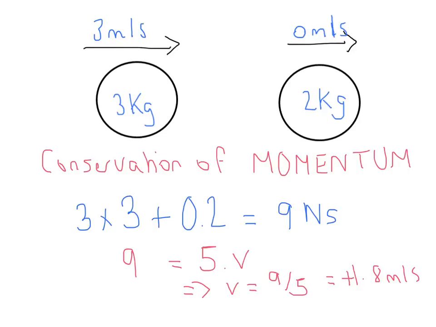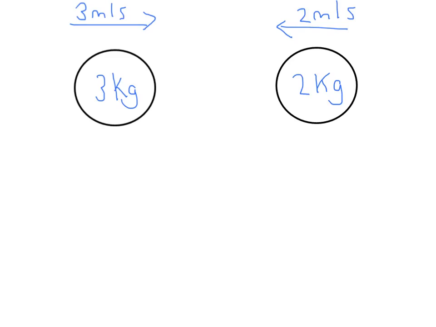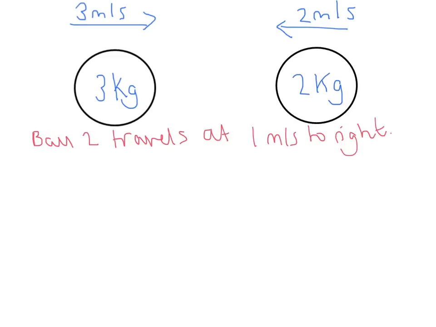Now I'm going to have a look at an example where they don't necessarily stick together. We've got a bit more movement going on. In this example we've got a ball moving to the right, and a ball moving to the left, and in this case we're going to say that after the collision, ball 2 travels at 1 meter per second to the right. So that's the information you need to solve this question.